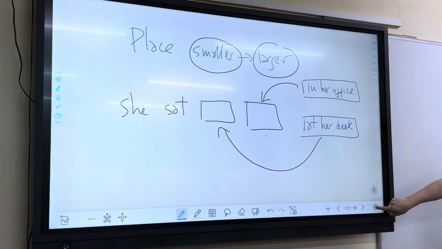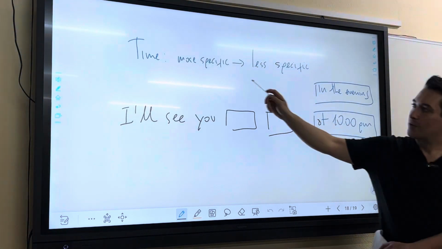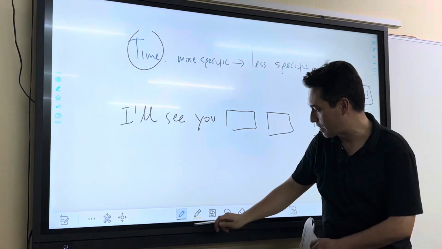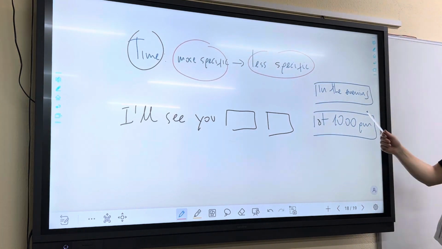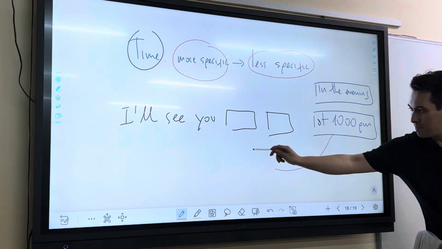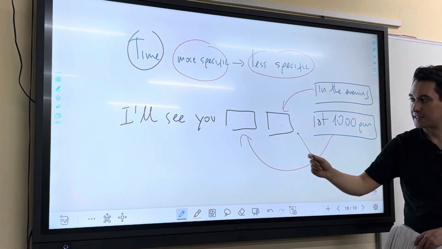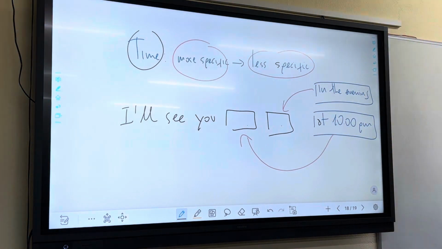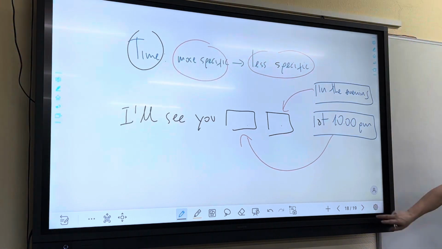Almost there. Look. Time: more specific first, and then less specific. "I will see you at 10 p.m. in the evening." More specific first, less specific second. That is the most natural way of placing it. That's the most natural order in the English language. So far, so good? And the last one.